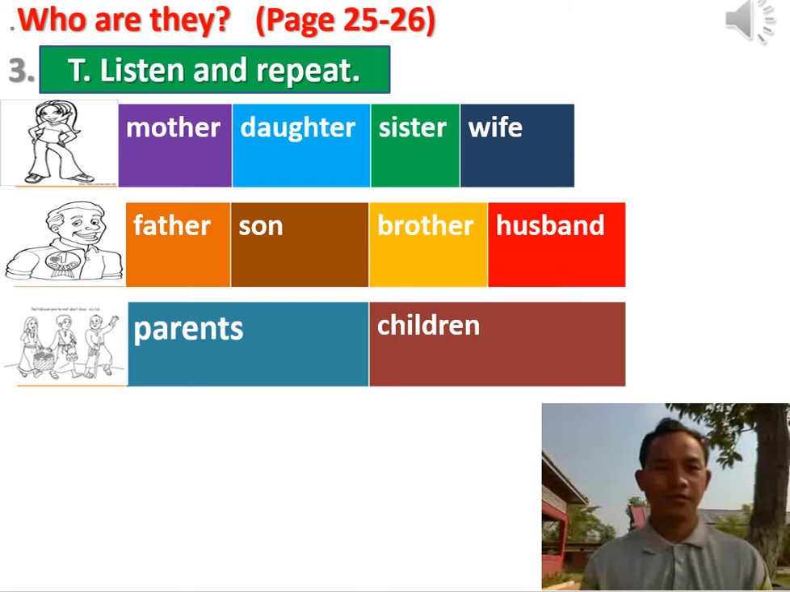Who are they? Mother, daughter, sister, wife, father, son, brother, husband, parents, children.